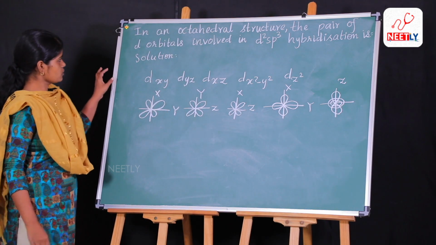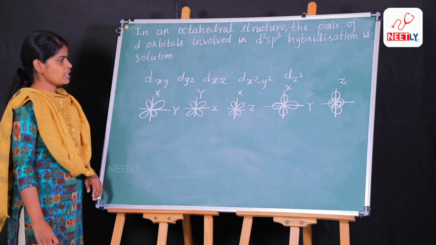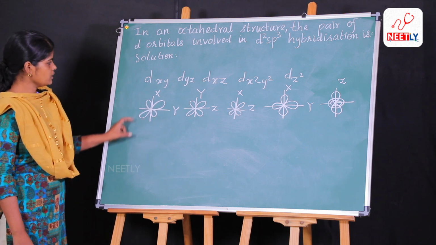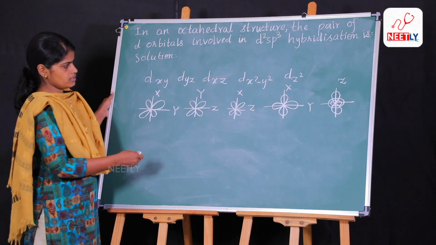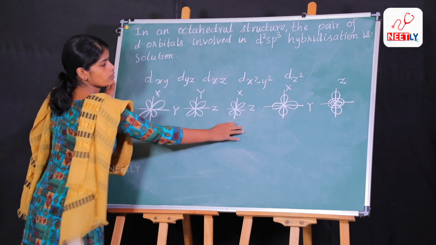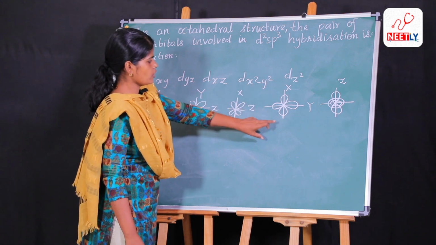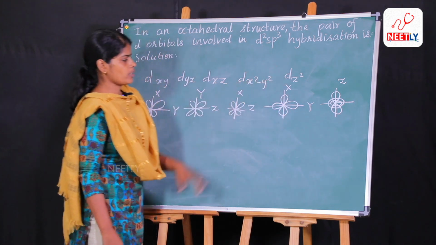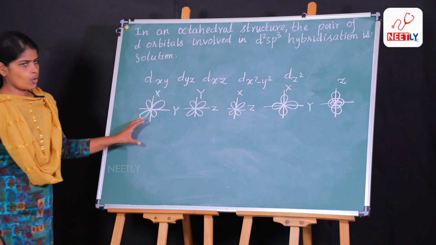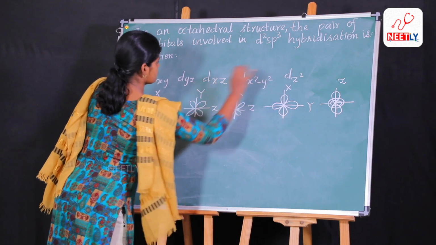So, here it is asked, in an octahedral structure, the pair of d orbitals involved in d square sp3 hybridization. For the d orbital to hybridize with the s and p orbitals, its lobes should be directed along the axis. These 3 orbitals are not directed along the axis, but the dx square minus y square orbital and the dz square orbital have lobes directed along the axis, so the extent of overlap with s and p will be higher for these 2 orbitals.